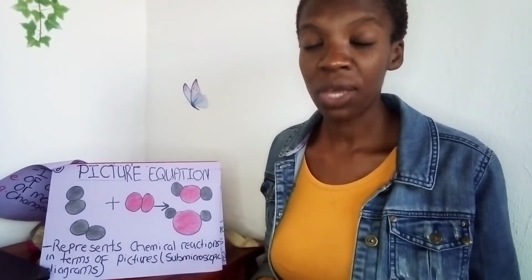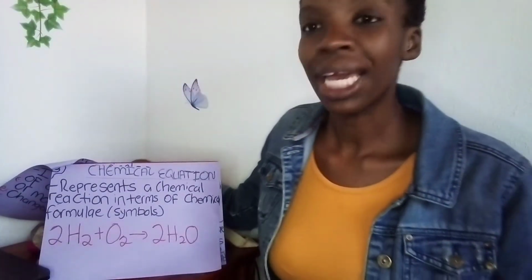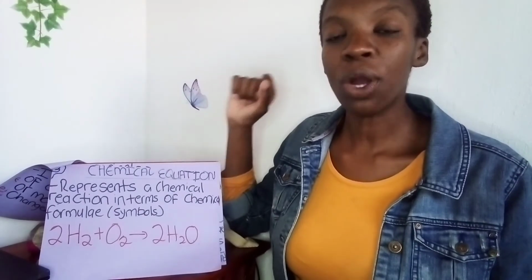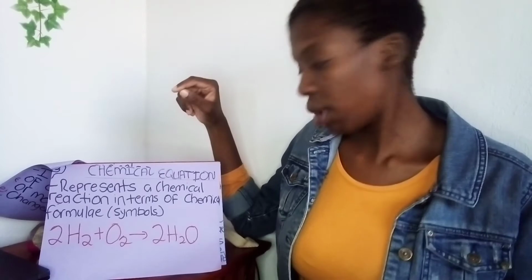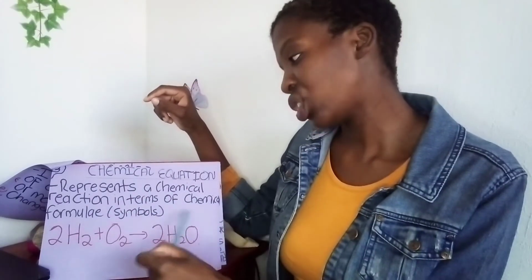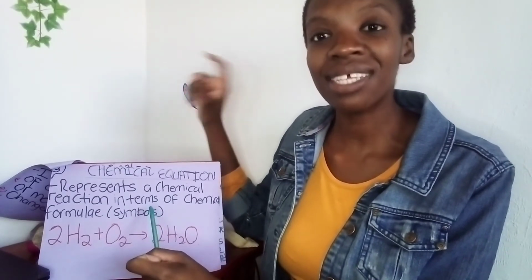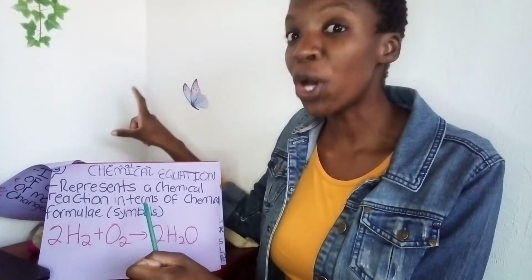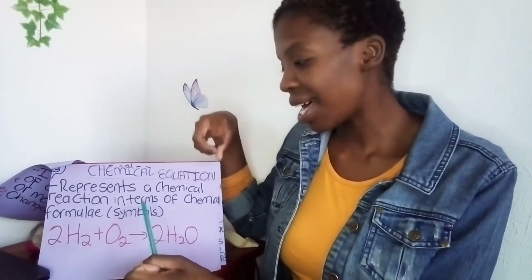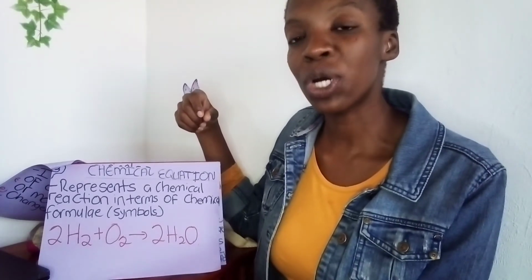The third way of representing a chemical reaction is by a chemical equation. A chemical equation represents your chemical reaction in terms of chemical formulas or symbols. So the symbols that you see on the periodic table, we use those to represent the chemical reaction using a chemical equation.